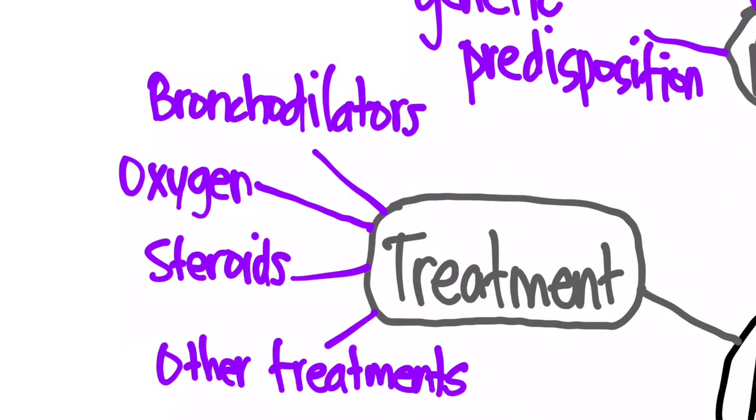So for treatment, we're usually going to start with bronchodilators, and the common one we use is something called albuterol, which you may have heard of. Oxygen, if they are not able to keep their oxygen level up, we could give them supplemental oxygen. Steroids, usually by mouth, things like prednisone are usually very helpful. They take a while to work, but they are extraordinarily helpful and very important. And there are, of course, many other treatments that we're not going to get into here.